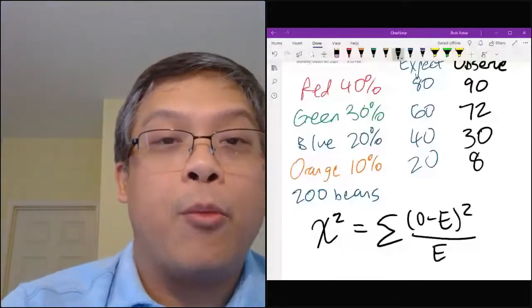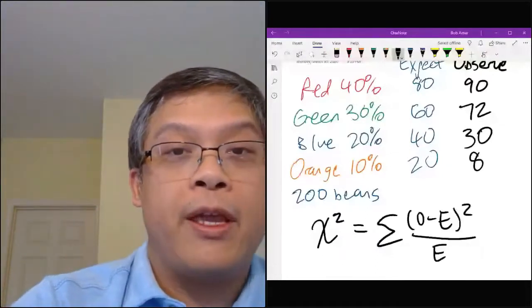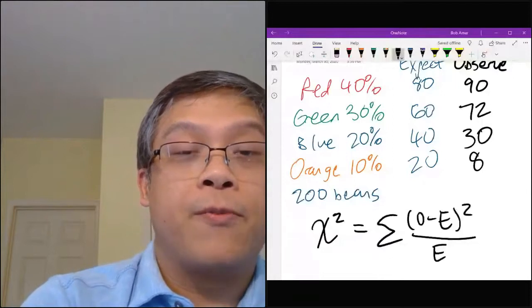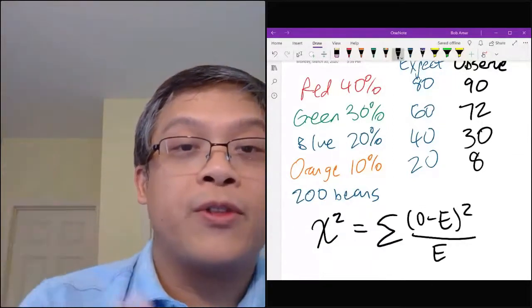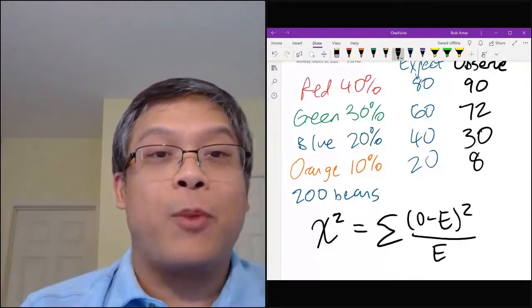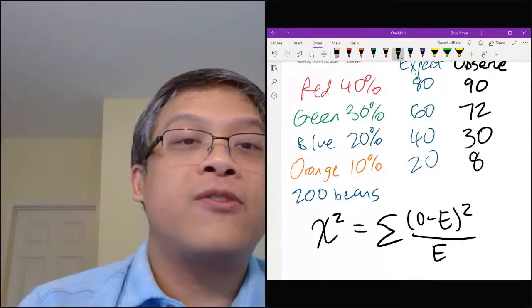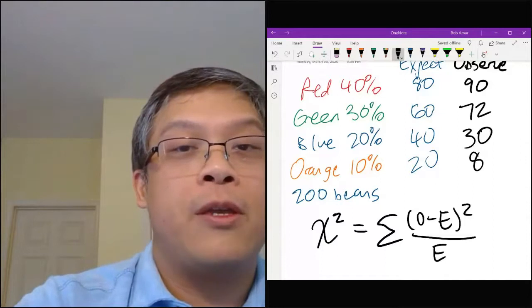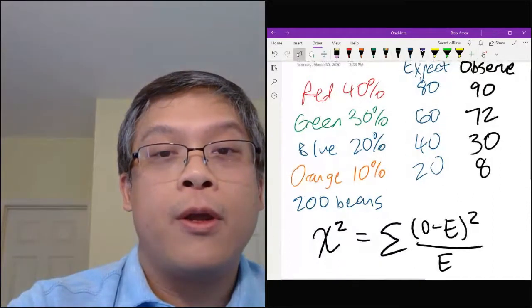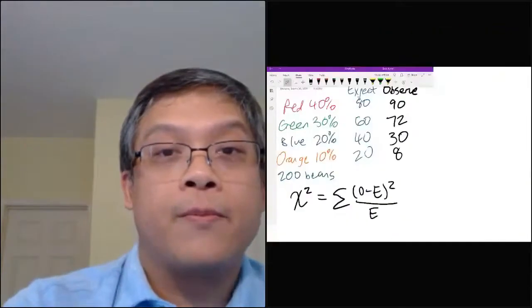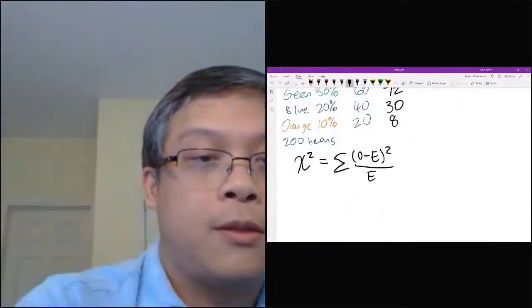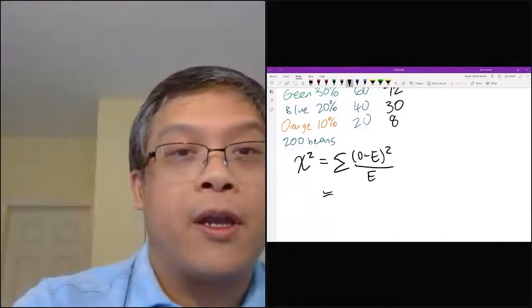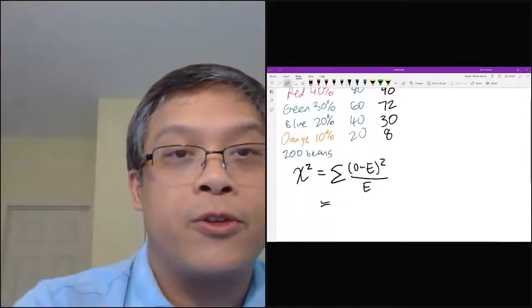Your calculator actually takes care of a lot of this for you. We can talk about how to put it in your calculator, but basically what you're doing here is finding these differences, squaring those differences, and dividing each difference by the expected count. Each of these things is called a contribution. So let me color code here for that.